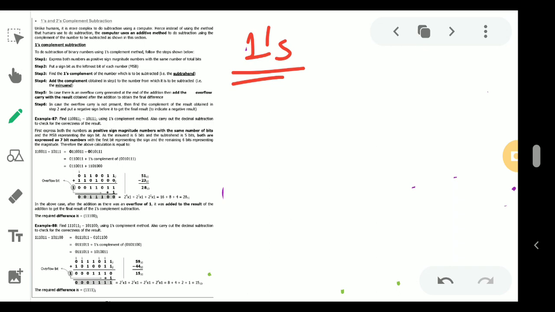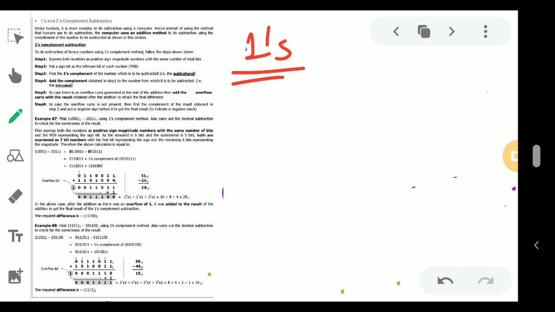So what are the rules first? Whatever numbers we are getting, we have to make both the numbers positive in magnitude, and the total number of bits must be the same in both cases. So I'm taking an example and I'm explaining this step by step in this manner.